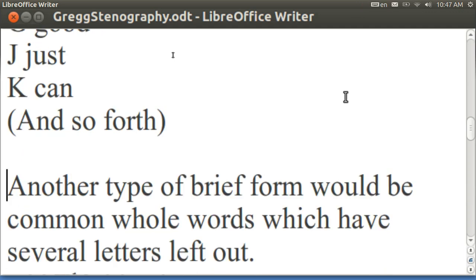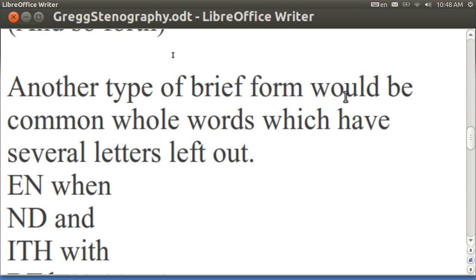You just got to memorize them. But they all are kind of making sense. There's another kind of brief form that he did where he would take a really, really, really common word, and he would leave one or two or three or four letters out.